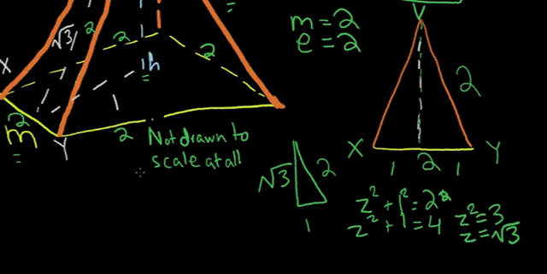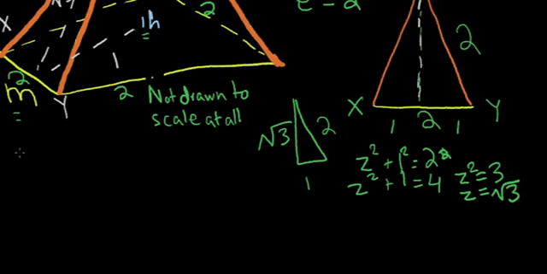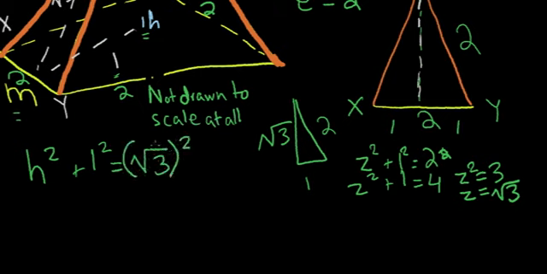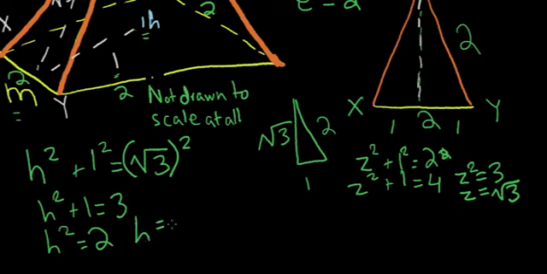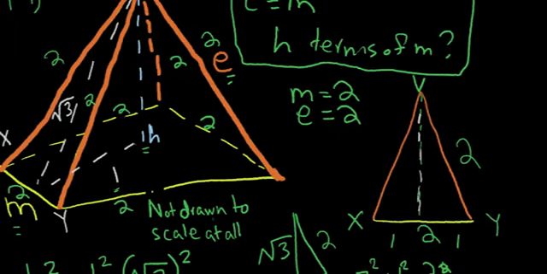So let's figure it out. We have H squared plus 1 squared equals the square root of 3 squared. And when you square a square root, the square root just cancels out and the number is the only thing that remains. So H squared plus 1 equals 3. And H squared is equal to 2. H, we find the square root, is equal to the square root of 2. So our height is equal to square root 2.